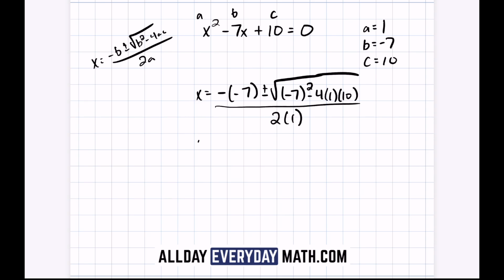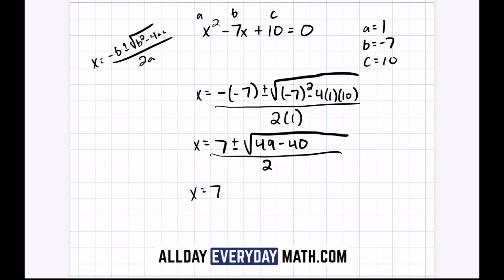So now we have x equals negative times a negative 7 is just positive 7, plus or minus the square root of negative 7 squared is positive 49, minus 4 times 1 times 10 is 40, and then that's all over 2 times 1, which is 2. So we have x equals 7 plus or minus the square root of 49 minus 40, which is 9, all divided by 2. And then taking that a step further, we have x equals 7 plus or minus the square root of 9 is 3, and then that's all divided by 2.